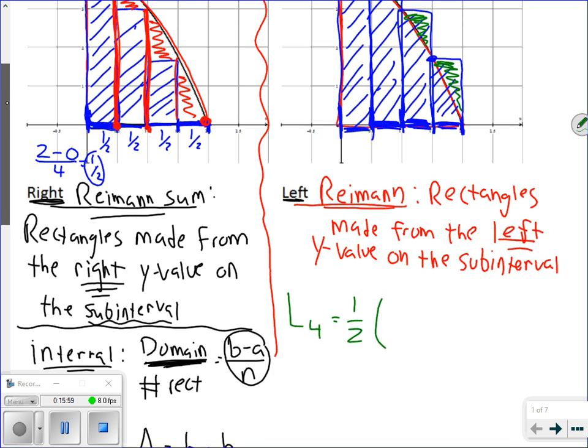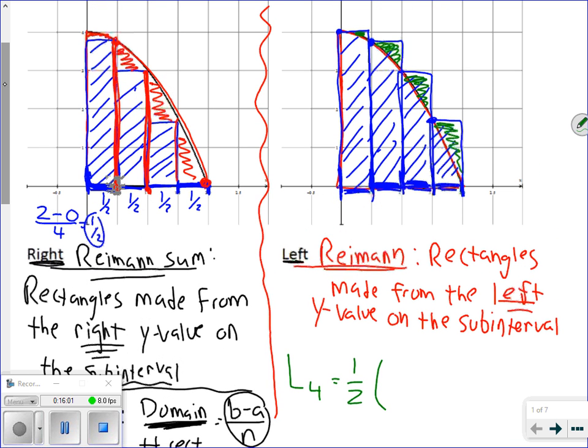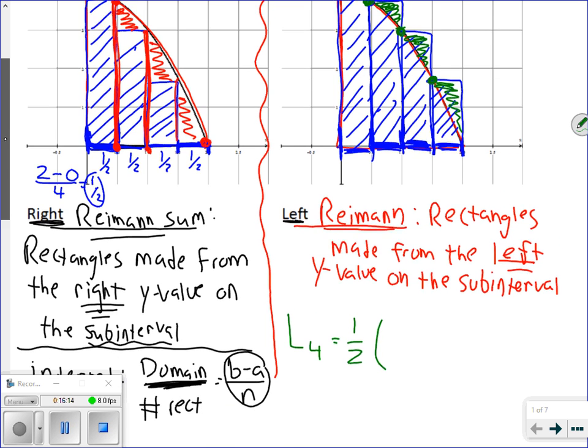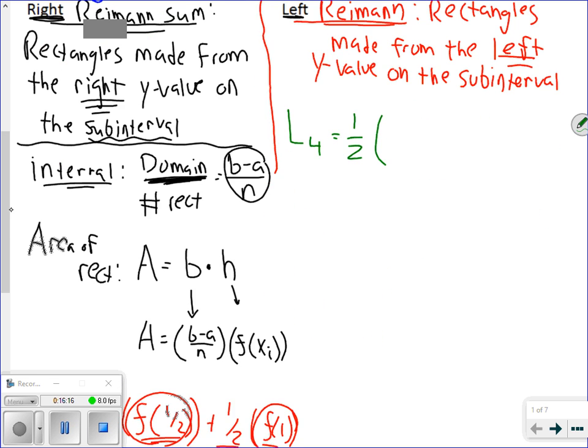But on top here, it's now starting off with f of 0, and then f of 1/2, f of 1, and f of 3/2. So it's using those four numbers as the heights. I'll write that out. It's f of 0 plus f of 0.5 plus f of 1 plus f of 1.5. Those are the four heights we use.